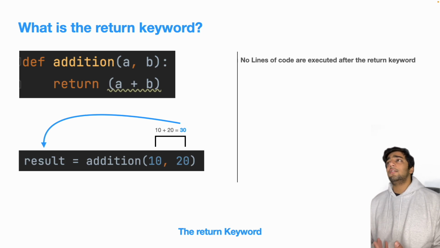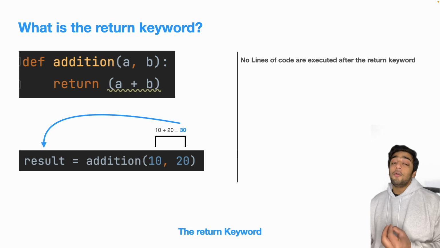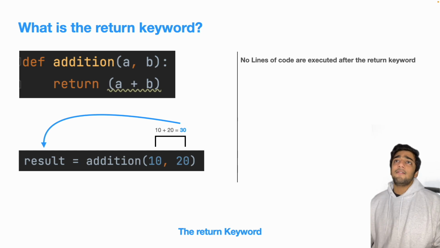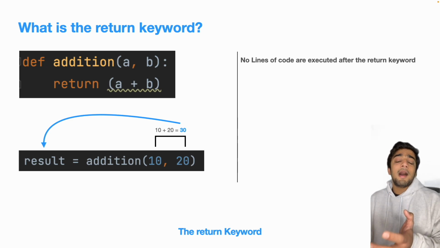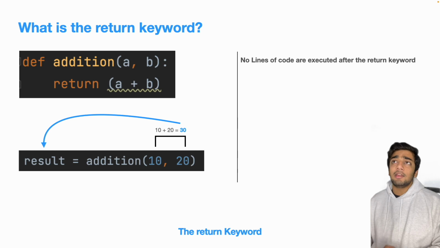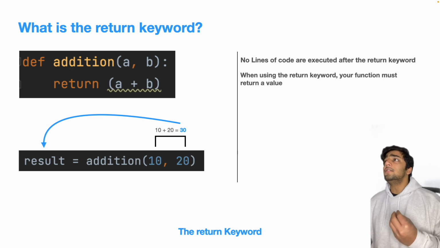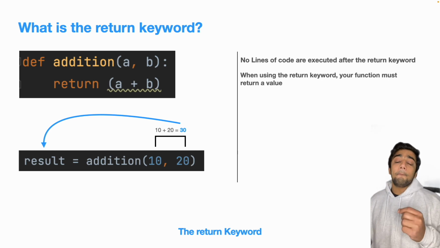A couple of things that you need to know: no lines of code are executed after the return keyword is used in a function. So if I would write some code right after the line where I've written return, no lines of code would be executed in that function. The program execution will resume outside the function and continue, but not inside the function after the return keyword has been used. Next, when using the return keyword, your function must return a value.